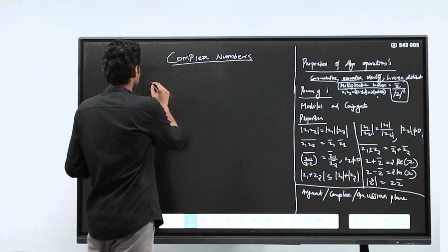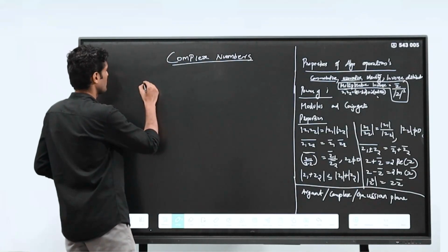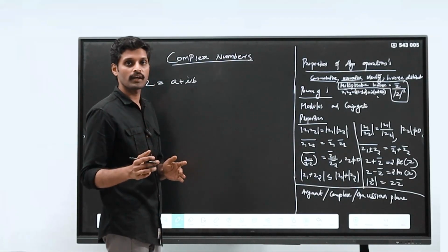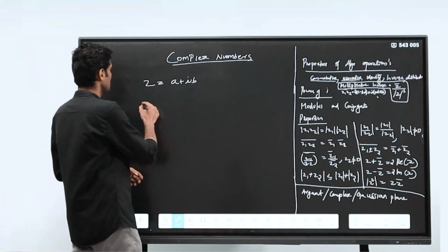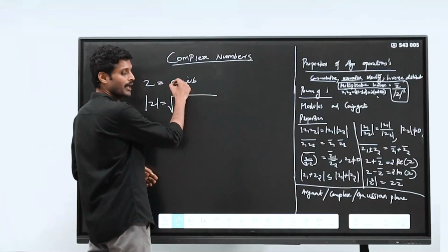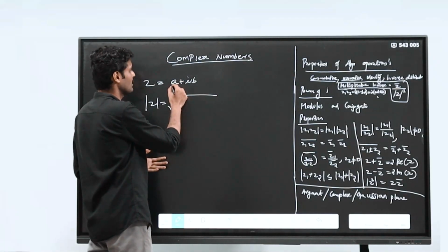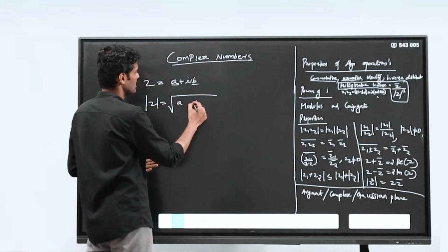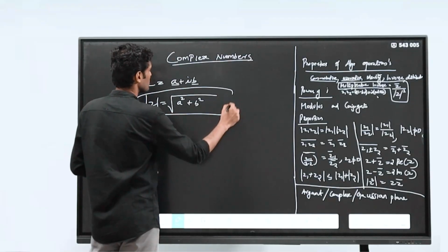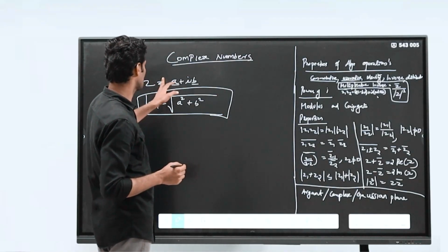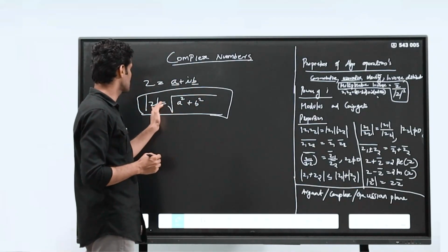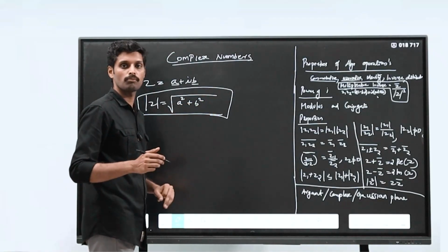Okay. If z equal to a plus ib is a complex number, then how can we find the modulus value of this complex number? Simple. Mod z equal to, take the real numbers a and b, take their squares and add. So this is the formula for the modulus value of z. For a complex number z equal to a plus ib, mod z equal to root of a square plus b square.